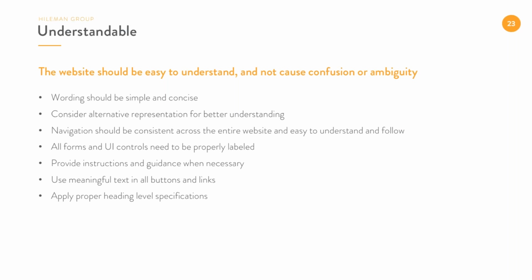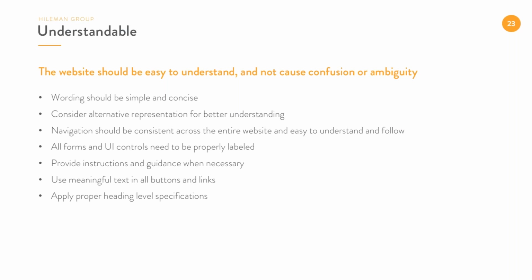You want to consider alternative representation for better understanding. So that means always make sure there are images to go along with your text. You want to supplement that as much as possible. Illustrations, videos, images, all of that can help people with reading disabilities and cognitive abilities better understand your content. But always remember to provide captions with those as well so the screen readers can pick it up.